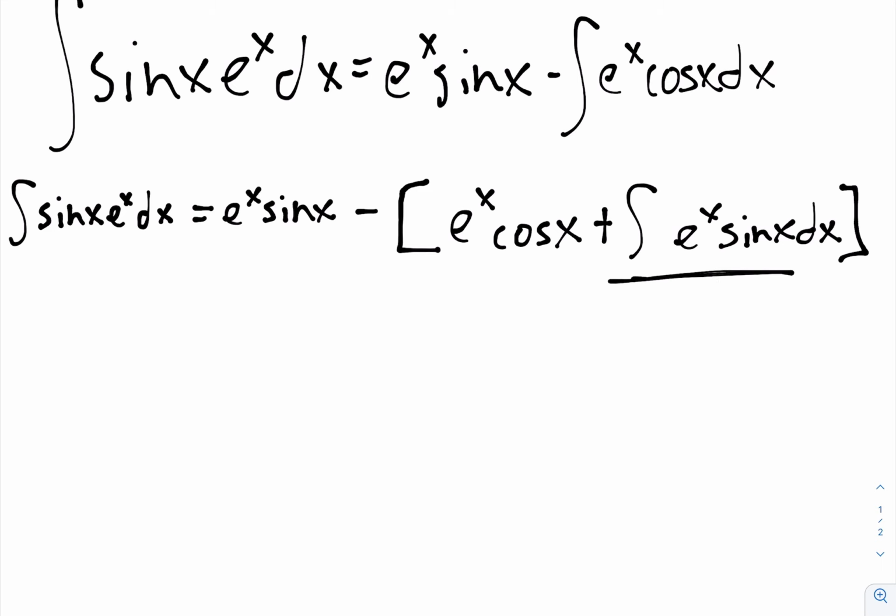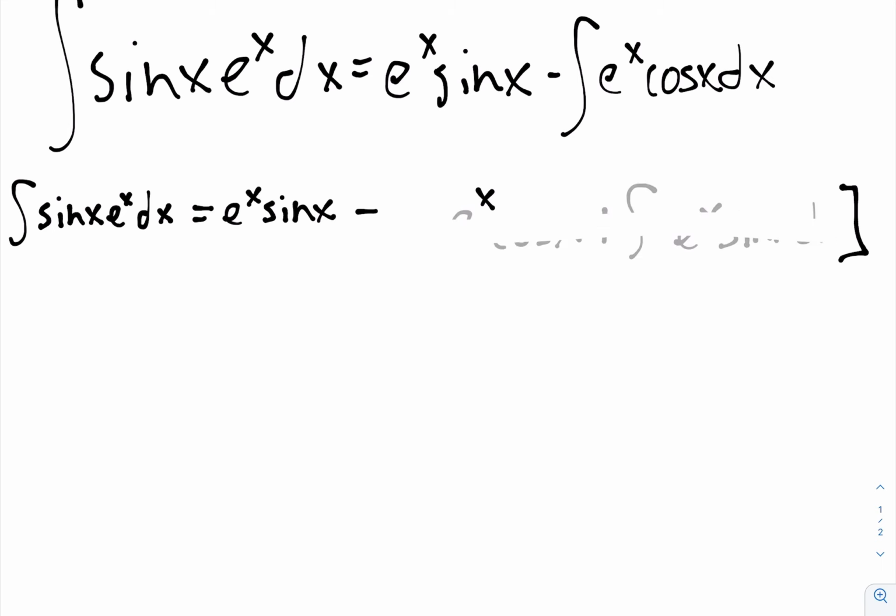So first, I'm going to distribute this negative. Okay, so it's going to be minus e to the x cos x minus... no, hold on. Why'd I erase it? E to the x cos x, so it's going to be, let me just think here. I can't go back now.